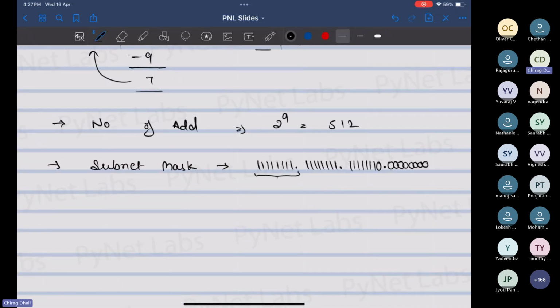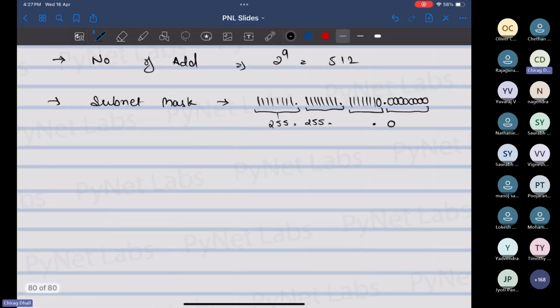What's going to be the value for this? 255, right? For the second octet also, it's going to be 255. For the last one, it will be 0. I need to figure out the value for this one. So for this one, I'll use the master formula again.